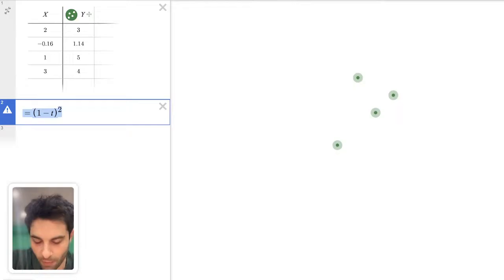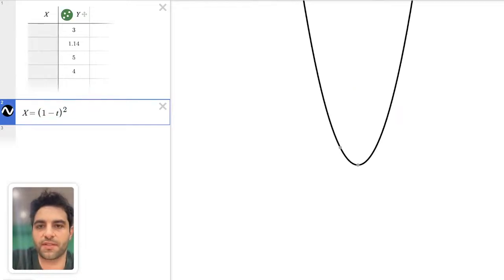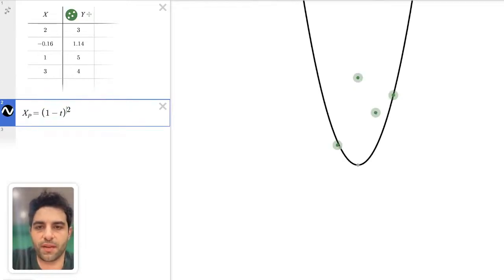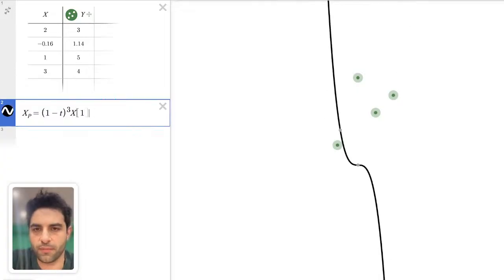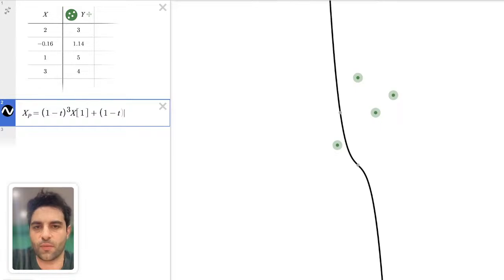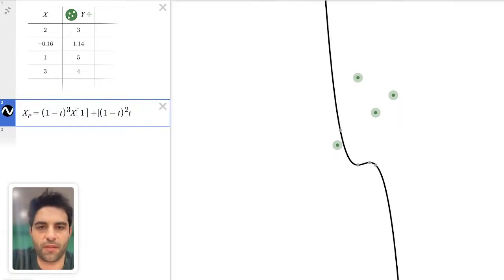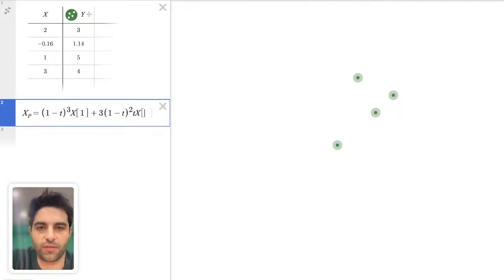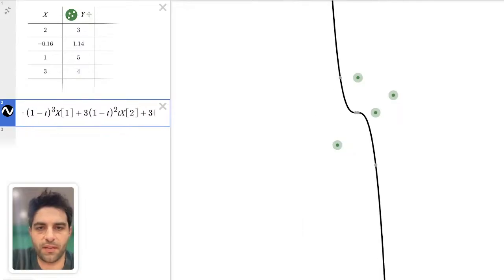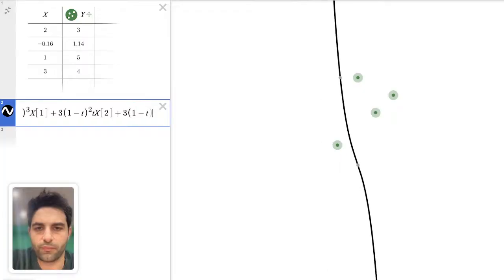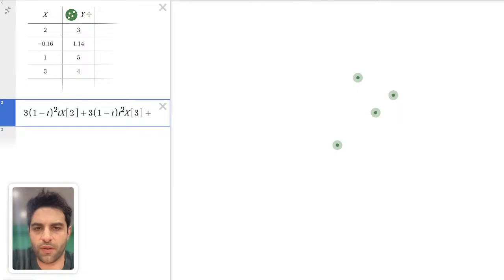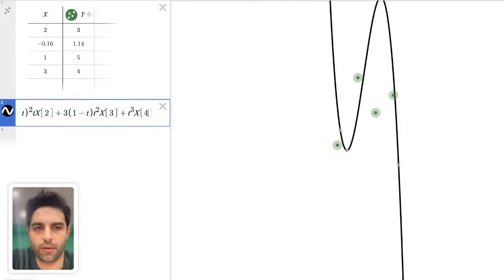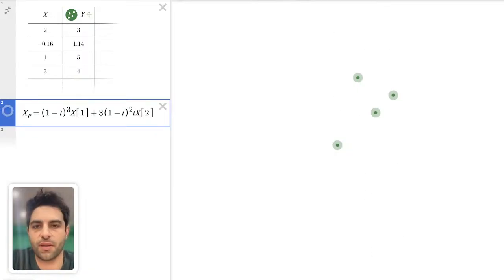So I'm just going to write the equation. I'm going to call this x of the point, which is going to equal (1 minus t) cubed times x1, plus 3 times (1 minus t) squared times t times x2, plus 3 times (1 minus t) times t squared times x3, and then t cubed times x4. You all see that? That's going to be the first equation for x, right?